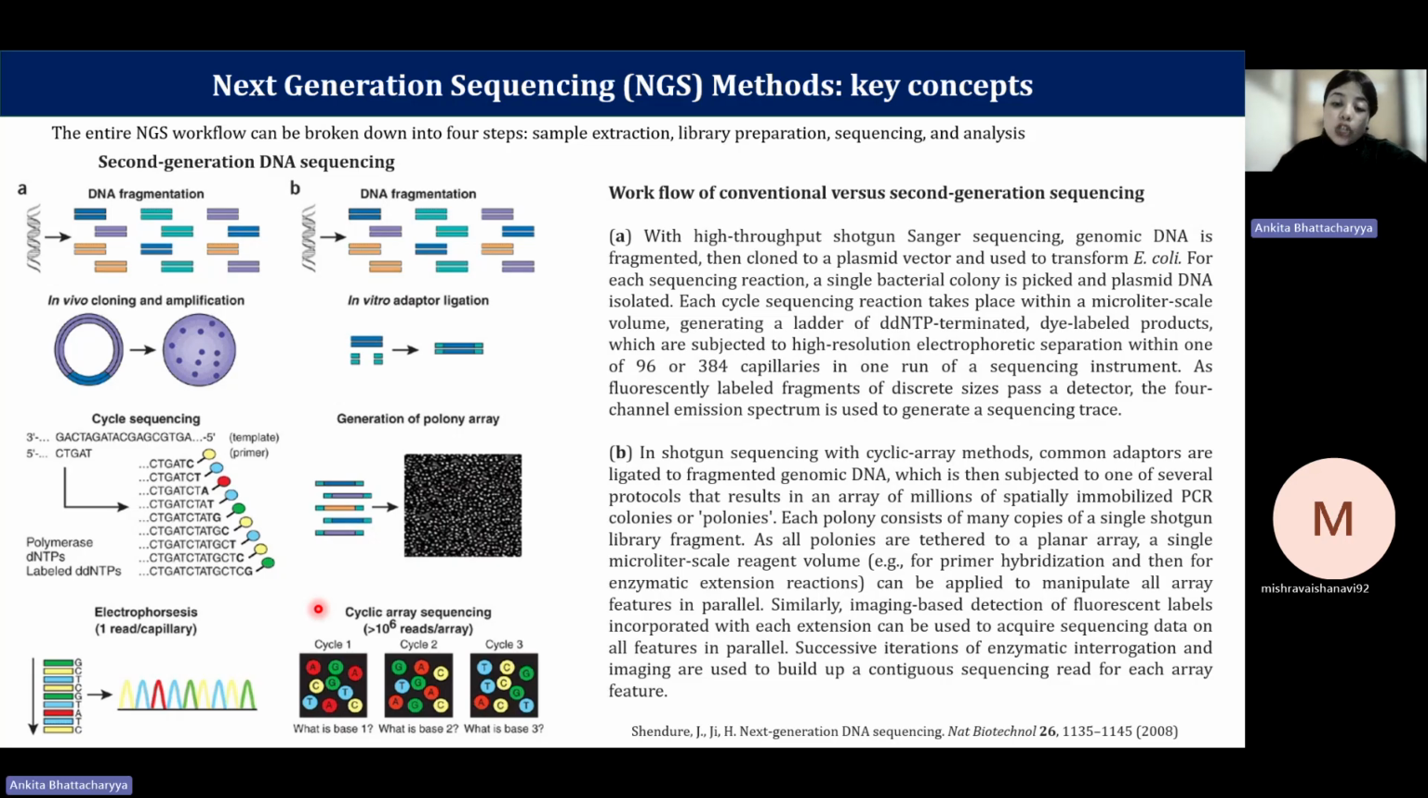However, in shotgun sequencing with cyclic array methods, common adapters are ligated to fragmented genomic DNA. So this is your fragmented genomic DNA, like we just mentioned. And to that, you have adapter ligation. Why are we using this process?